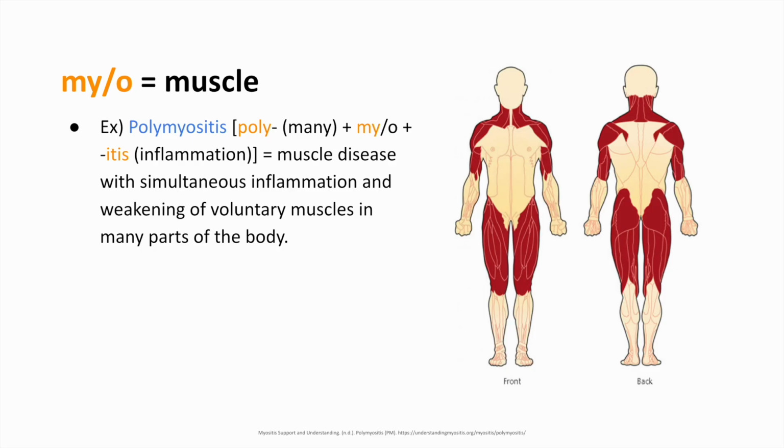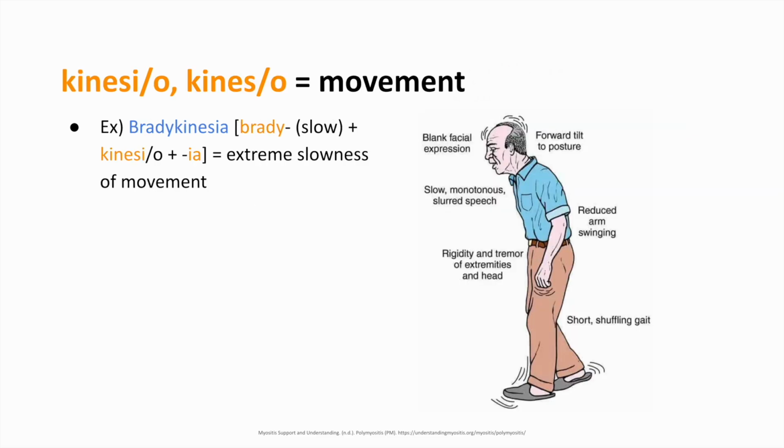Kinesio or kineso, maybe you can think of it like kinetics, like movement. It's a combining form that means movement. One example is bradykinesia. Brady is a prefix that means slow. You might remember from the first lecture, bradycardia, a slow heartbeat, that's brady.